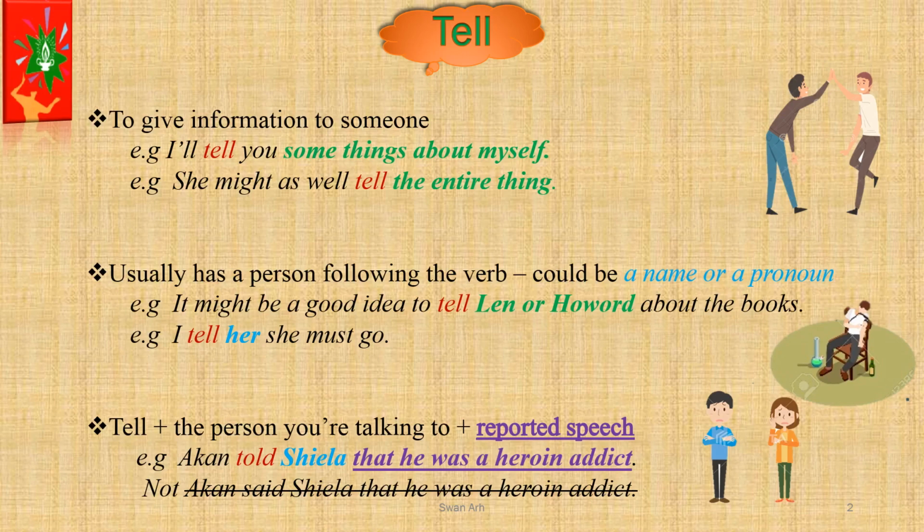We use tell plus the person you are talking to plus reported speech. For example, I can tell Sheila that he was a heroin addict. We don't say, I can said Sheila that he was a heroin addict. The second example sentence is incorrect.